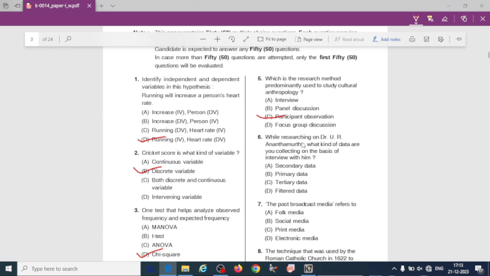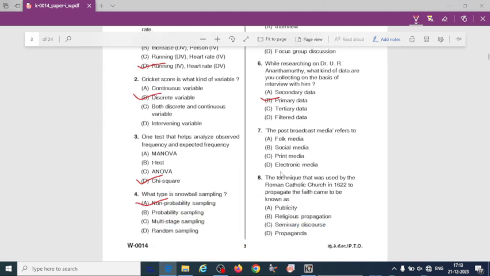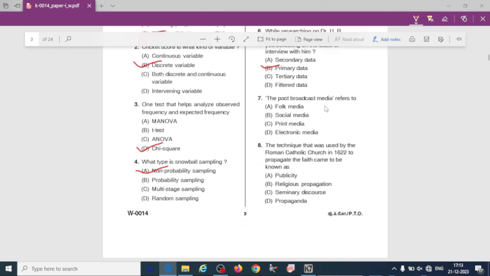While researching on Dr. U.R. Ananthamurthy, what kind of data are you collecting on the basis of an interview with him? Secondary, primary, tertiary, filtered. Option B is correct here. The post broadcast media refers to folk media, social media, print media, electronic media. Option B, social media.